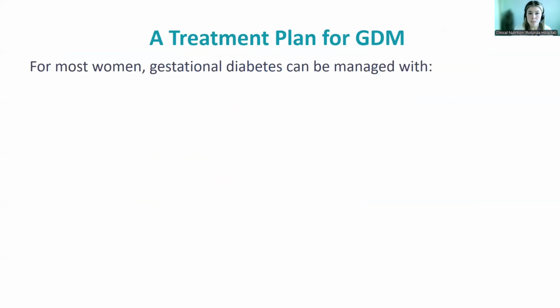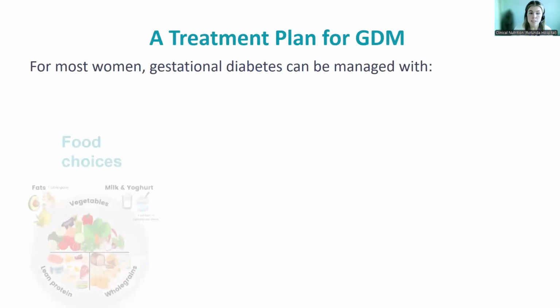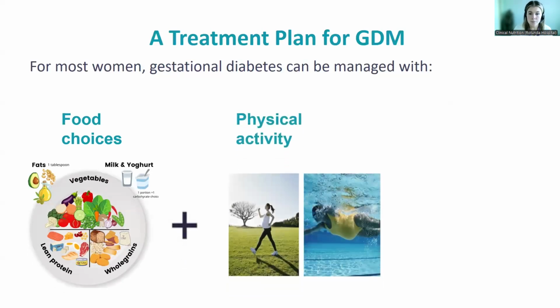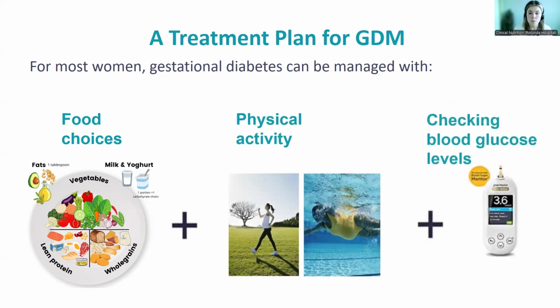So the treatment plan for gestational diabetes is firstly, making careful food choices. Secondly, engaging in physical activity if possible. And lastly, monitoring your blood glucose levels. For the majority of women diagnosed with gestational diabetes, roughly 8 out of 10, they will be able to manage it solely by making careful food choices, doing some physical activity and monitoring the blood glucose levels. A smaller minority of women may need medication as well. But everyone starts out on the same path: making careful food choices, doing exercise and monitoring the blood glucose levels.